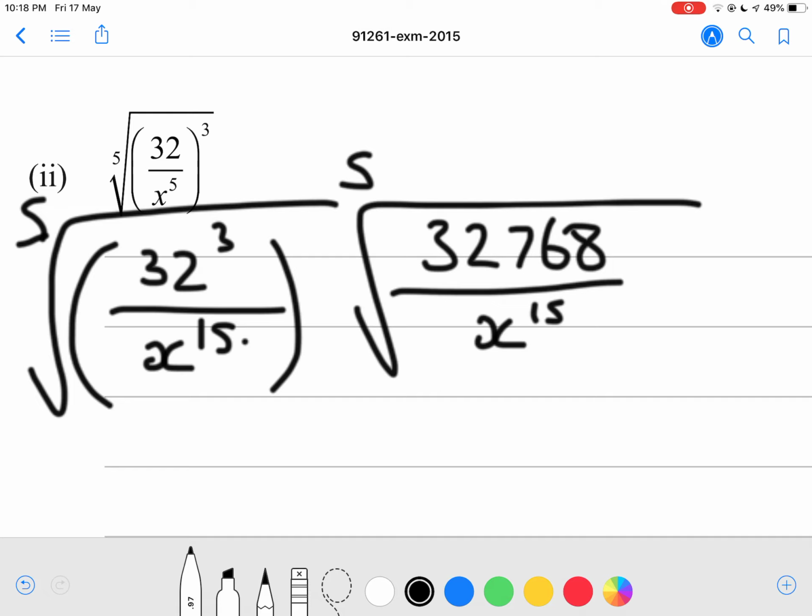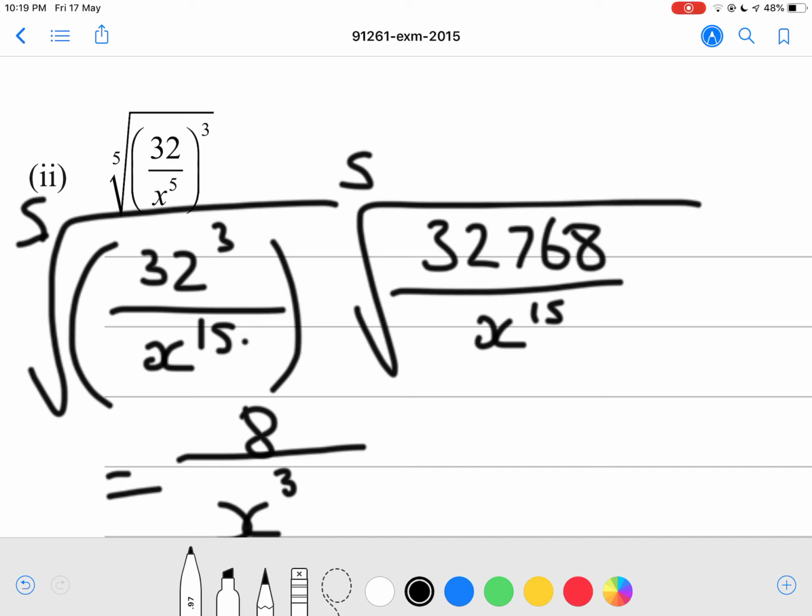So we know that the denominator has to be x to the power 3, because x to the power 3 to the power 5 is x to the power 3 multiplied 5 times, and 3 plus 3 plus 3 plus 3 plus 3 is equal to 15, okay? So x to the power 3, and we're going to find the fifth root of 32,768. You can find this with your graphics calculator, and you should find that it equals 8, okay? So 8 to the power 5 equals 32,768, okay? So this equals this.